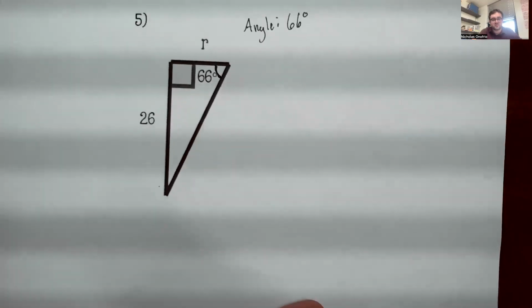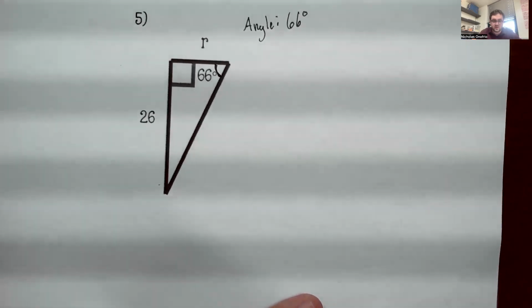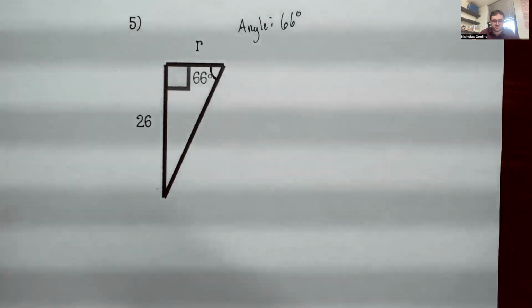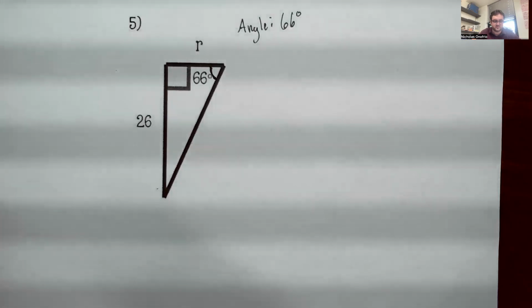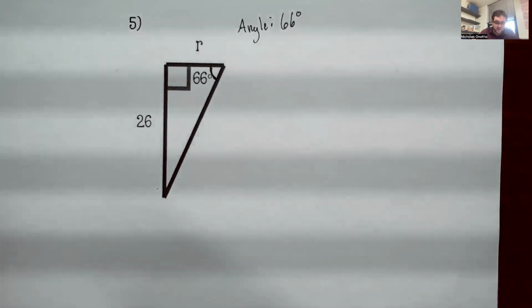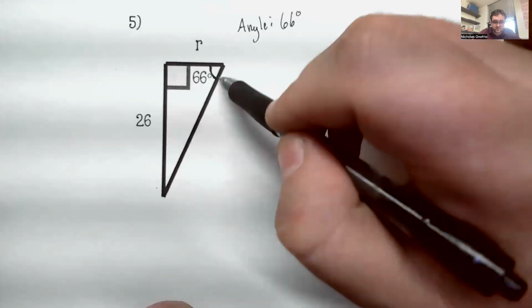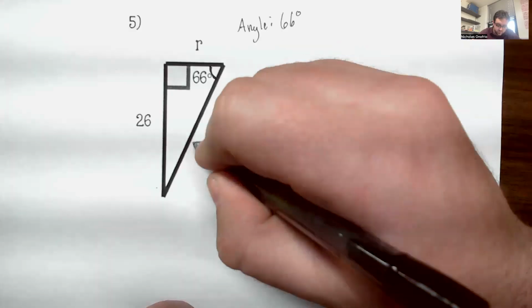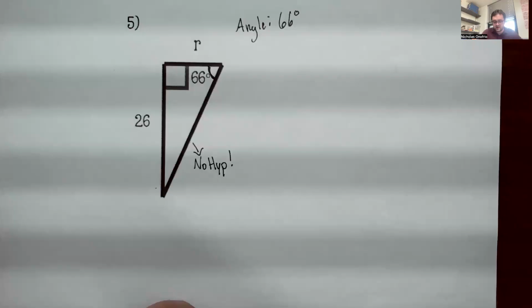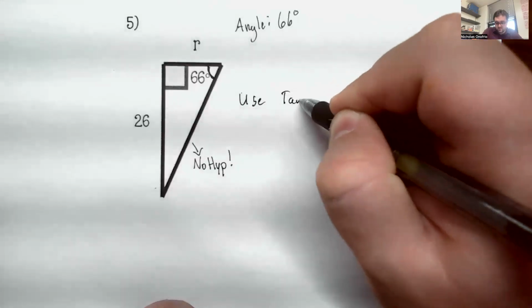Now, step number 2 in our process told us to check for the hypotenuse. I want you to take a second looking at your image and decide, do we have the hypotenuse or not? Okay. We know that our hypotenuse is the longest side. So in this case, it is our slanted edge. We have no hypotenuse. So that immediately lets us know we want to use tangent.